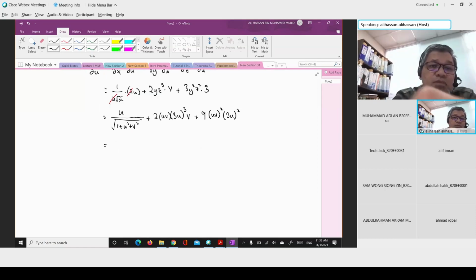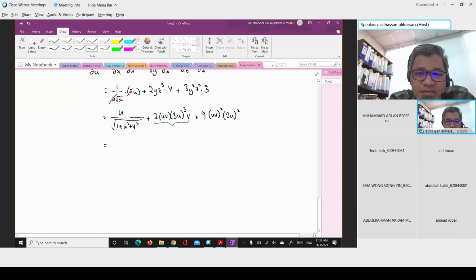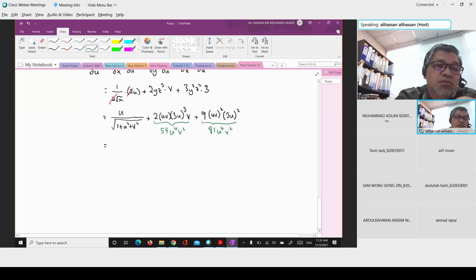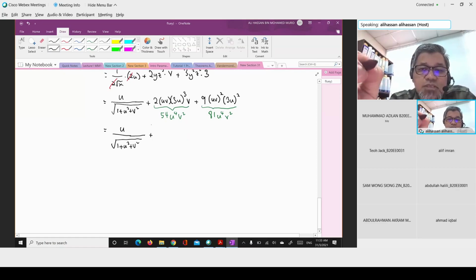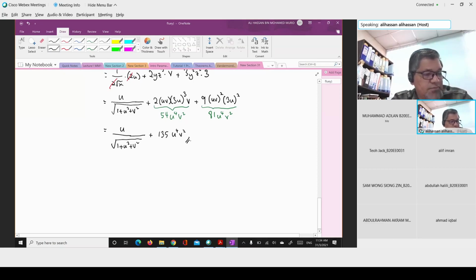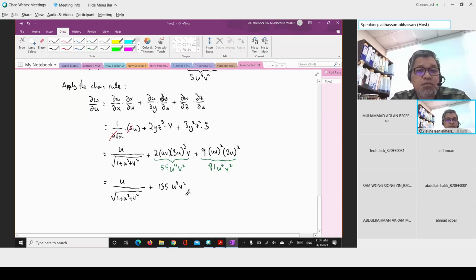It's just algebra. This is equal to what? 27 times 2, that's 54. We have u times u cubed, u to the power of 4, v times v squared. For the next term, 9 times 9 is 81. We have u squared times u squared, so u to the power of 4, and then v squared. The second and third terms are like terms, so we can combine them. The result is u divided by square root of 1 plus u squared plus v squared, plus 135 u to the power of 4 v squared. So that's w partial u.